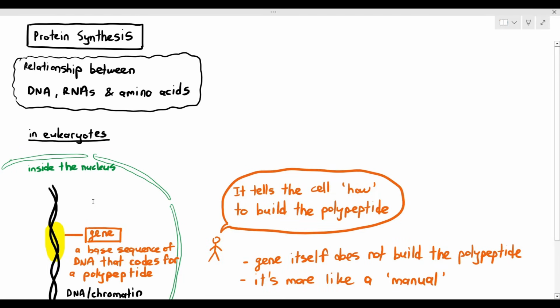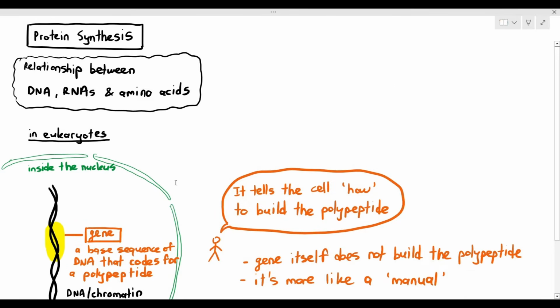Like if you've ever assembled furniture or even built Legos, okay? When you're putting the blocks together, when you look at the manual on which piece to put second and which piece to put third, the manual is acting as the gene. The manual itself does not build the Lego blocks for you. It just acts as a guide. That is what the gene is doing. It provides the information for the cell so that the cell can produce or synthesize the specific polypeptide or protein.